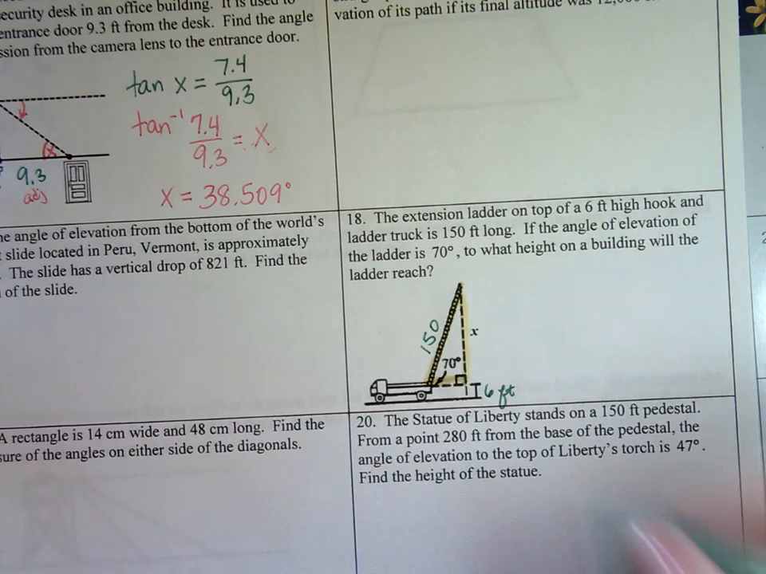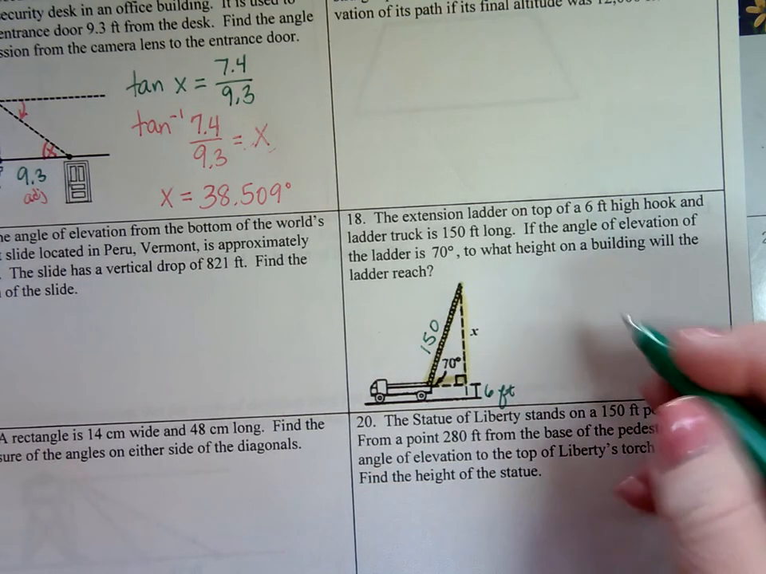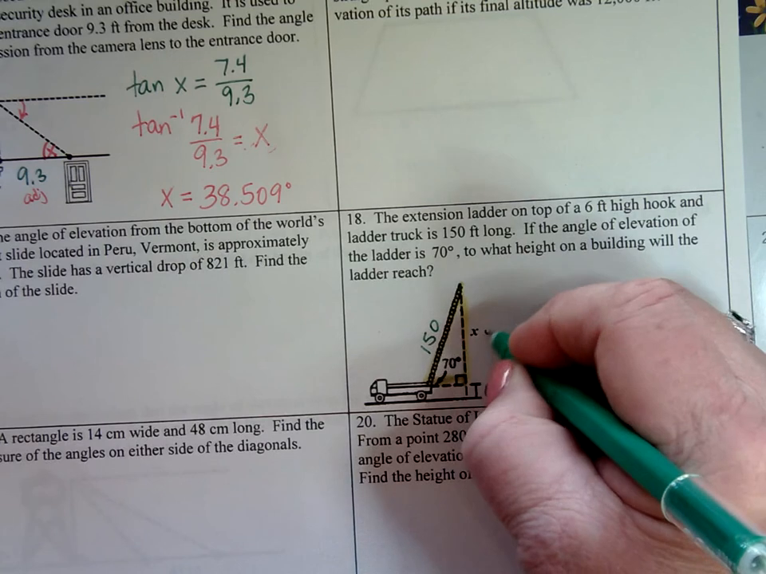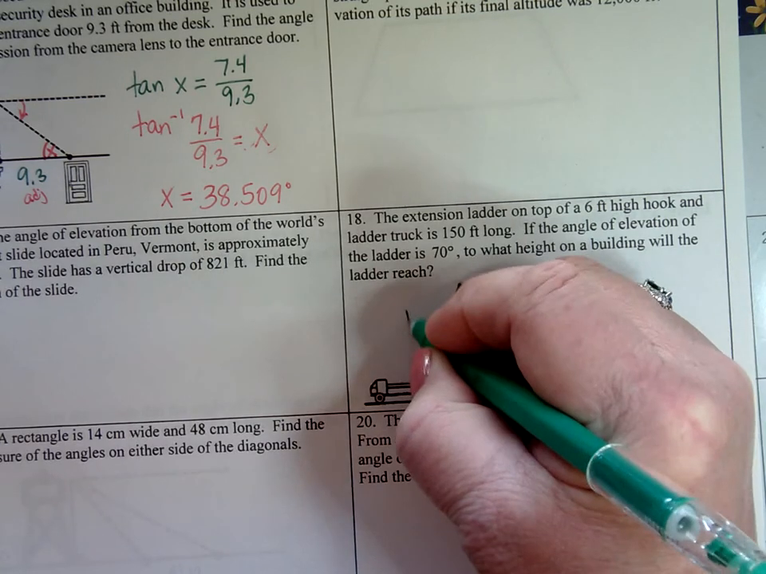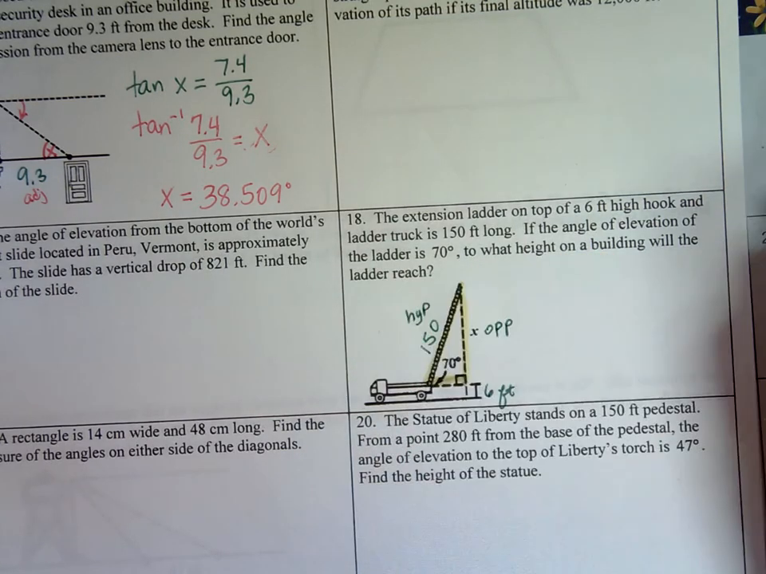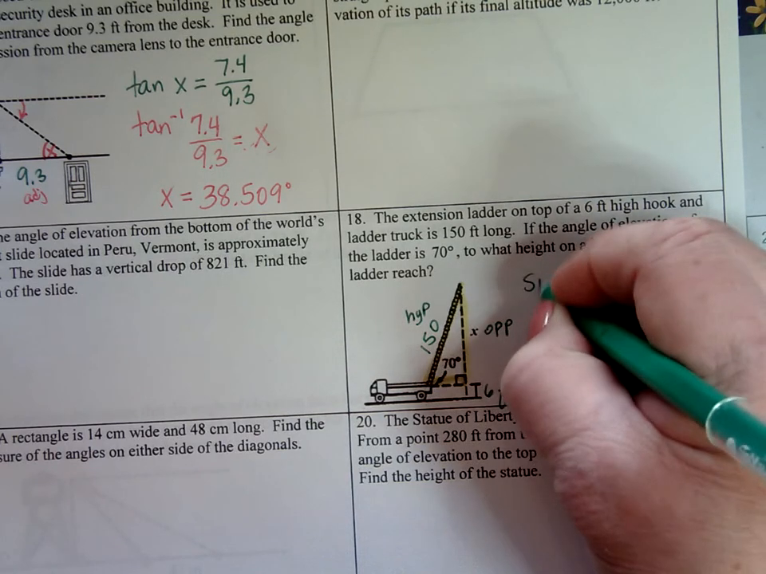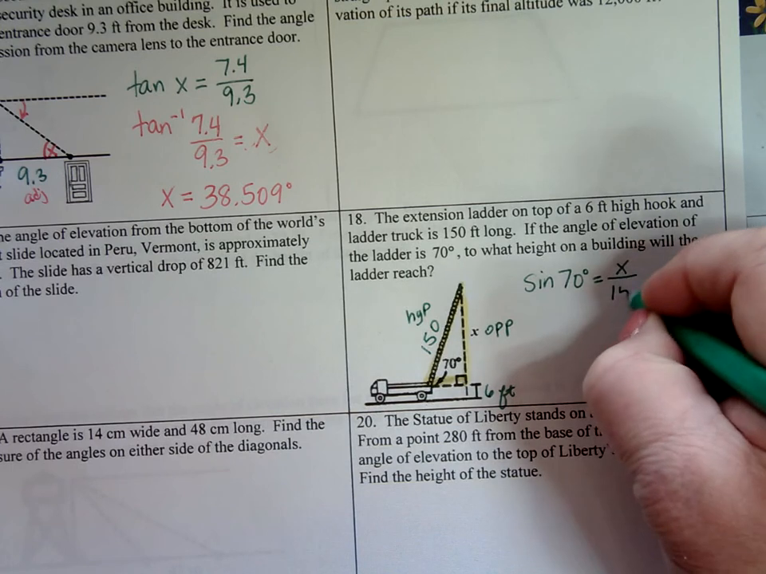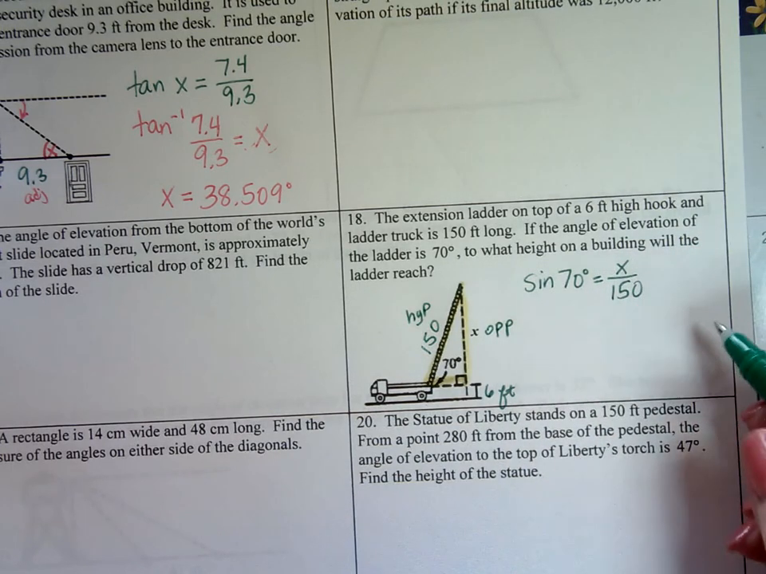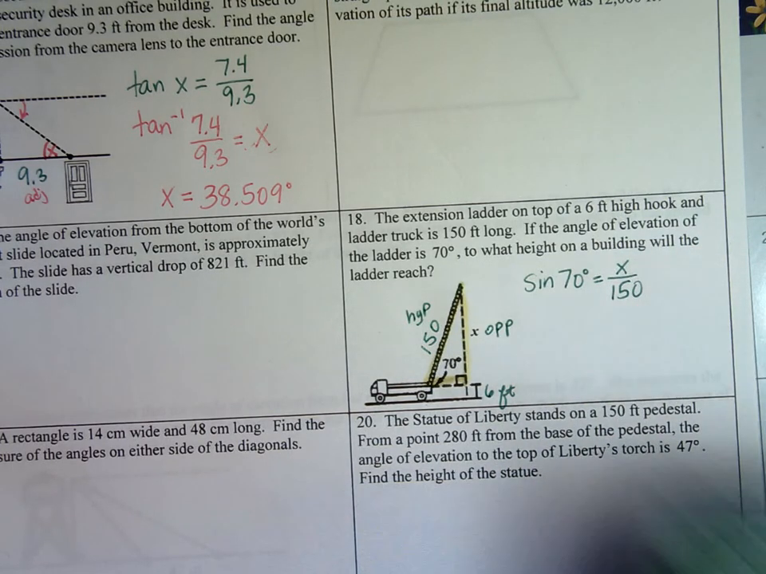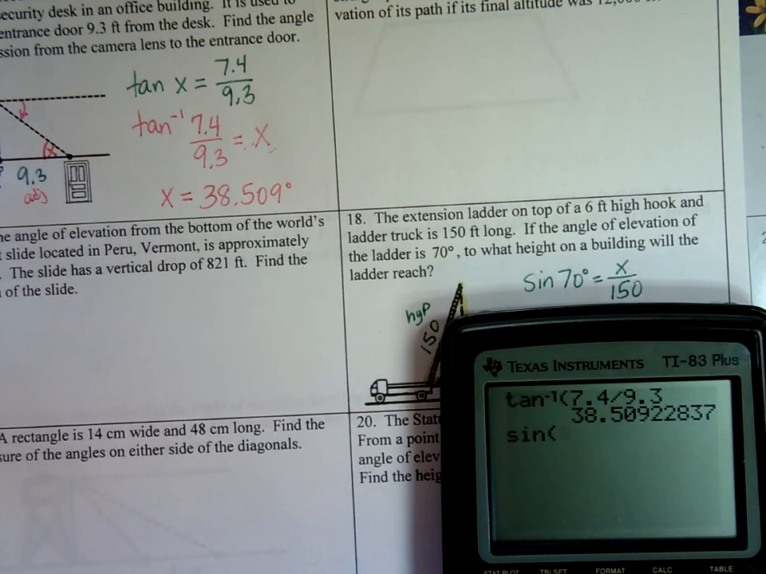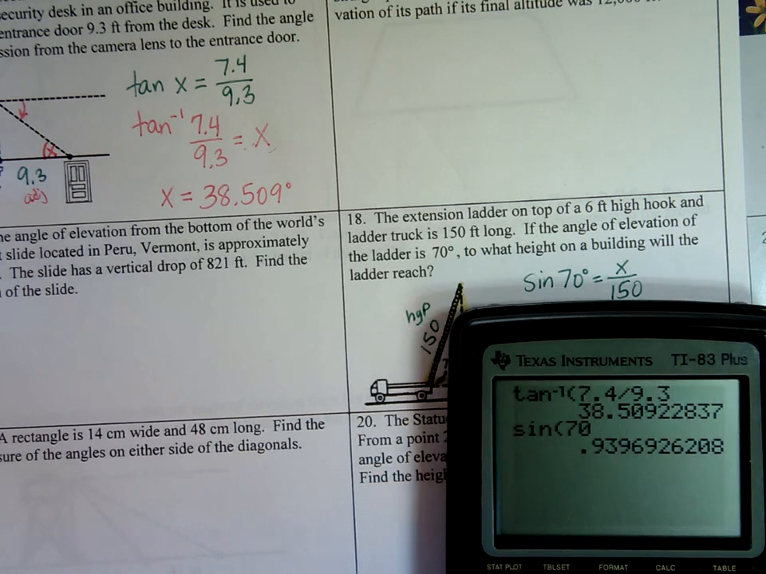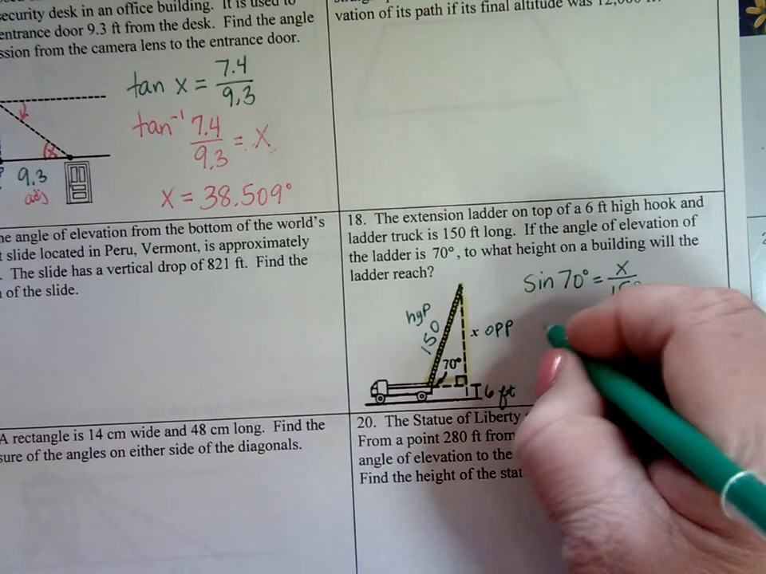And so I have here 70 degrees. This one's opposite. This one's hypotenuse. And so I'm using sine. So the sine of 70 degrees equals X over 150, opposite over hypotenuse. And so I do my same work that I've been doing. I go to my calculator. I find the sine of 70. Well, that one rounds, I guess, 0.94. So I've got 0.94 equals X over 150.